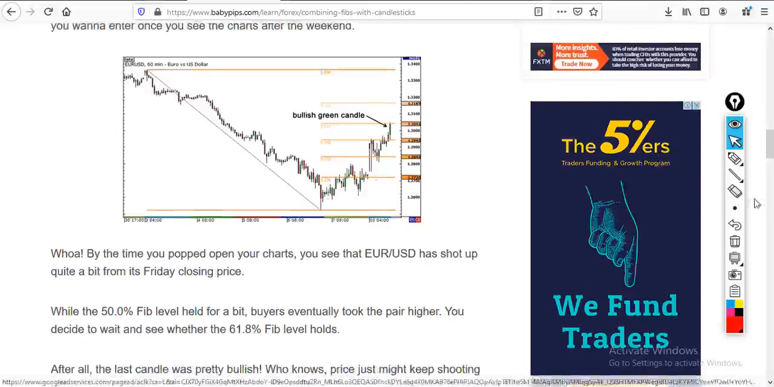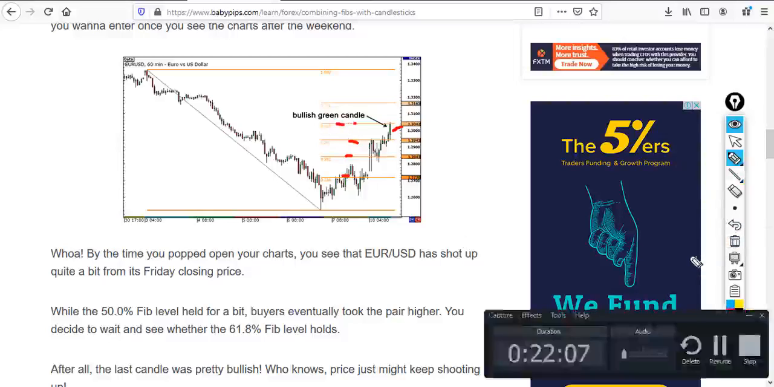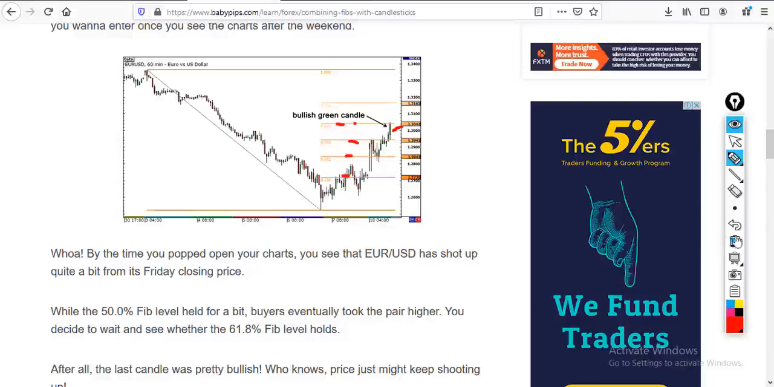Price zoomed off, broke the 2.36 level, also broke the 38.2 level, also broke the 50% level as well, and there's a very huge bullish engulfing candle right there in the area of 0.618. So what will you do? How do we trade? What do we do?